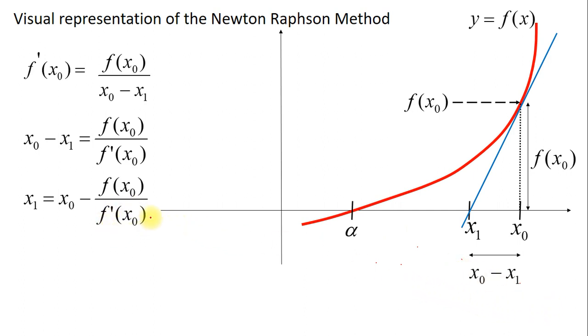So if I substitute the value of x naught into this formula, you will get x1, the value here, which is a better approximation of the root compared to the first one, x naught. Now what if we repeat this process? Now by using x1, we repeat the process of the better approximation using Newton Raphson method.